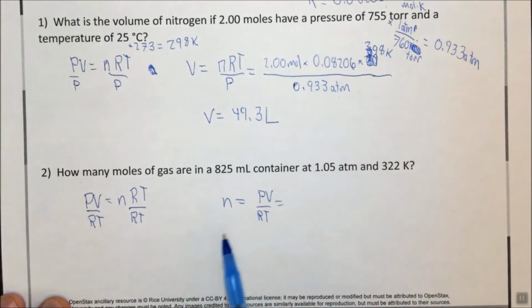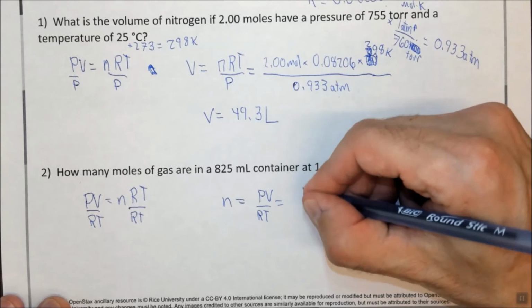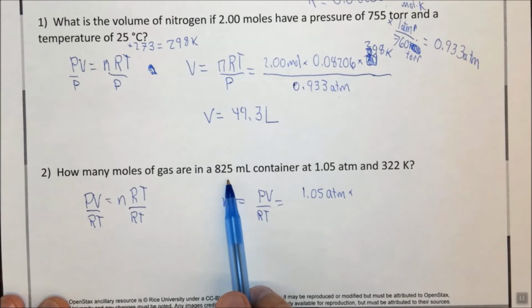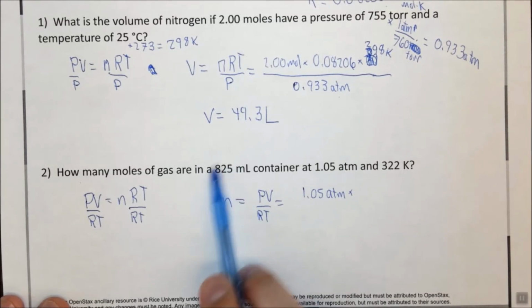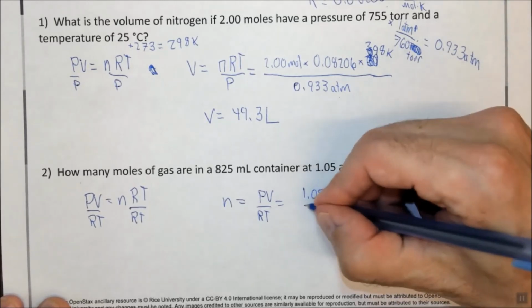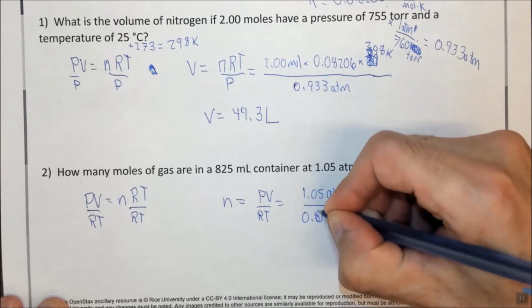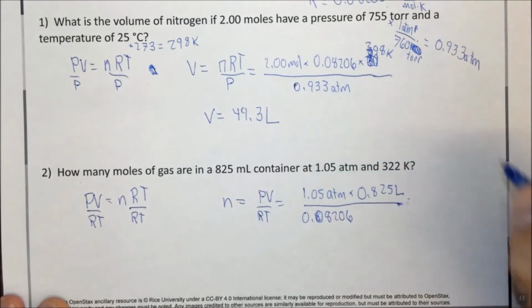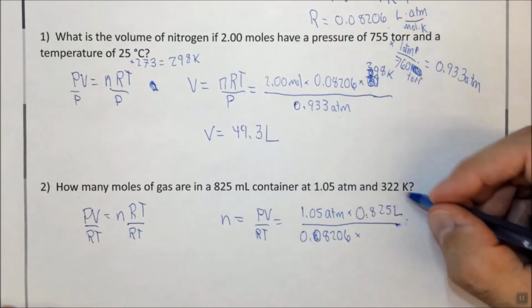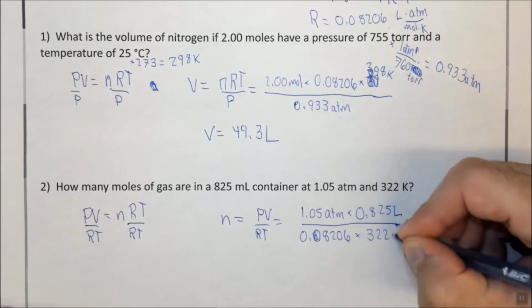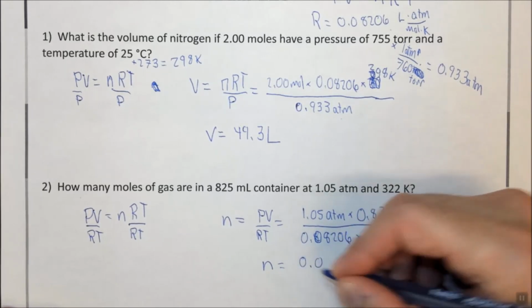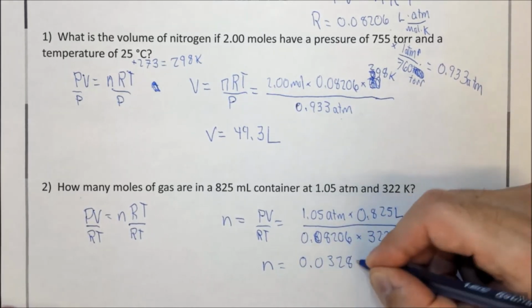The pressure has to be in atmospheres. We're good to go, 1.05 atmospheres times the volume. The volume has to be in liters, so we have to divide that by 1,000, which is 0.825 liters. Divide by R, 0.08206 liter atmospheres per mole K, times the temperature in Kelvin. It's already given in Kelvin, 322 K. n, rounded to 3 significant figures, is 0.0328 moles.